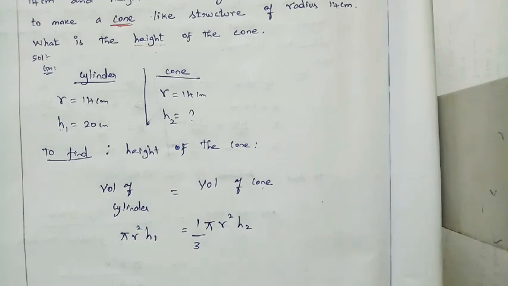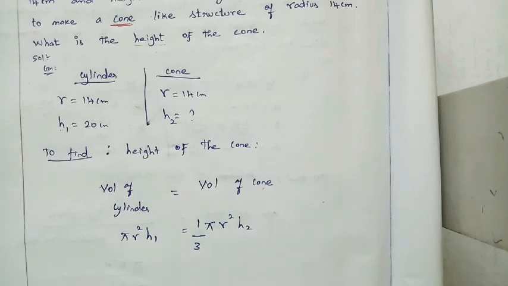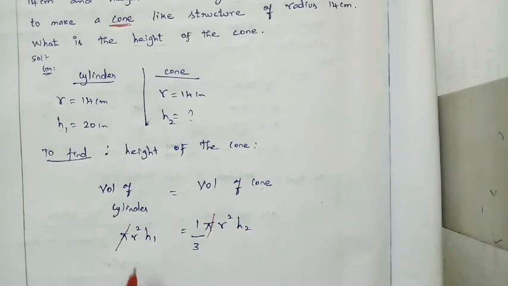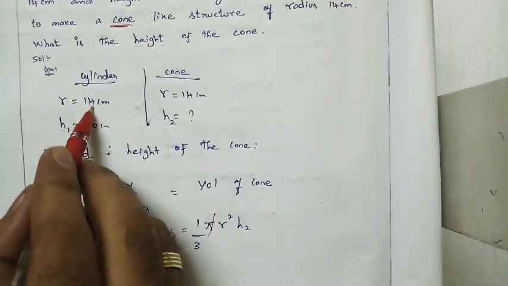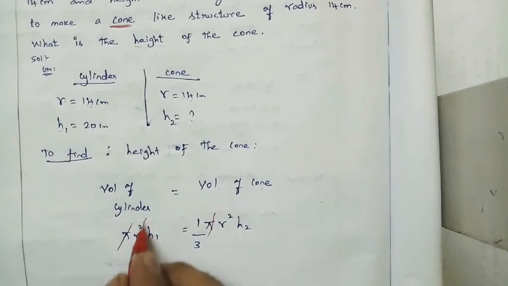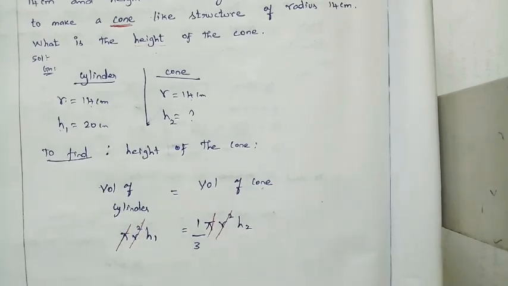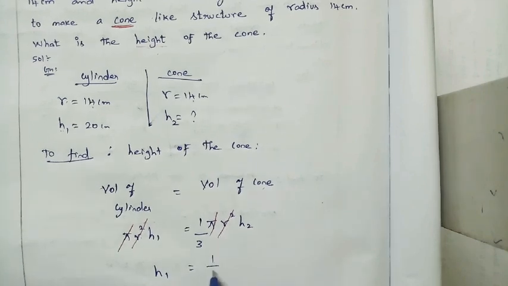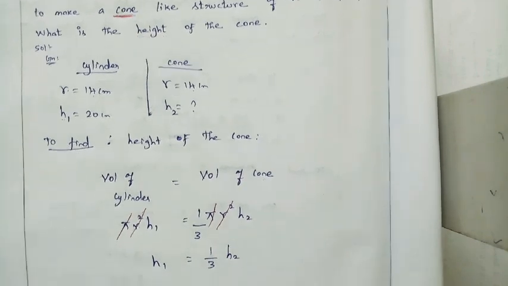Now shall I simplify directly, or shall I bring to LHS and substitute? Shall I simplify directly? It's very simple. See, pi will get cancelled. Here r also has the same value, r equal to 14 centimeter, so r square will also get cancelled. So what is the remaining? In the LHS, h1 is equal to 1 by 3 into h2.